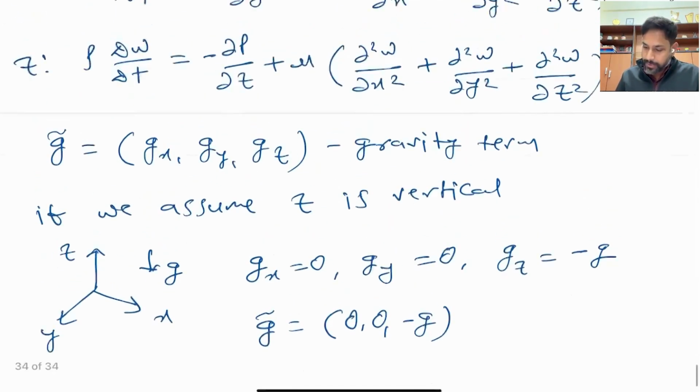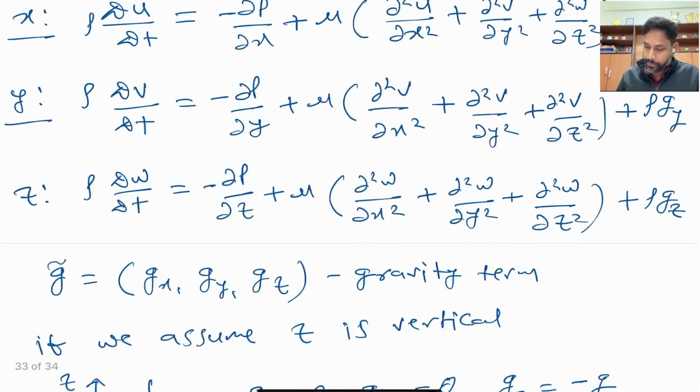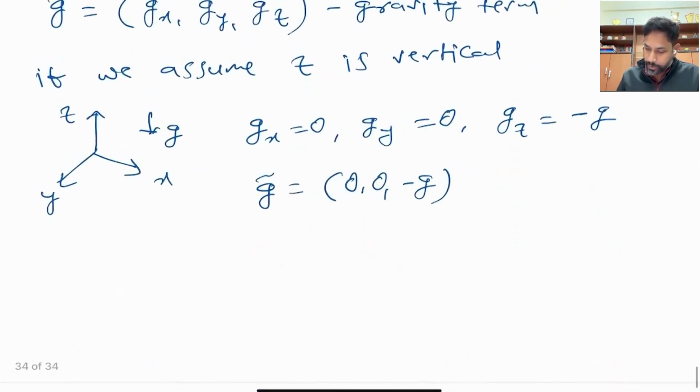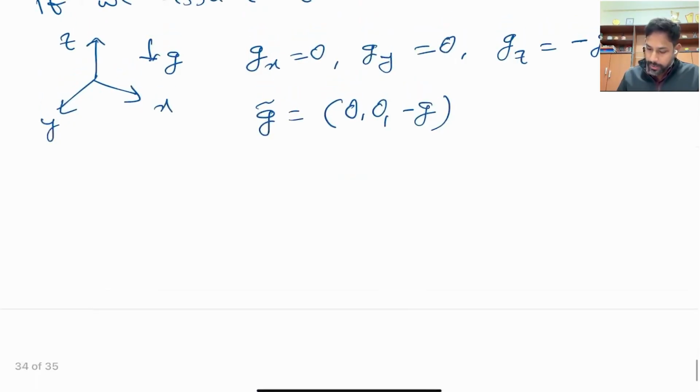So in this case, we can rewrite this equation with gx and gy equal to 0 and gz to be minus g. Okay, so let me expand the Navier-Stokes equation in Z.